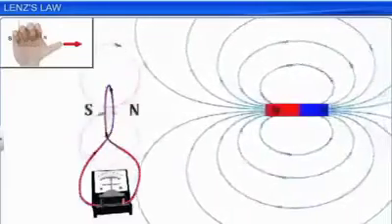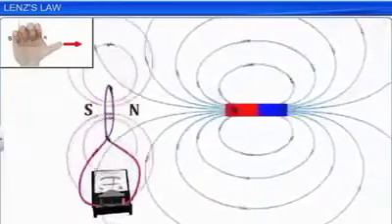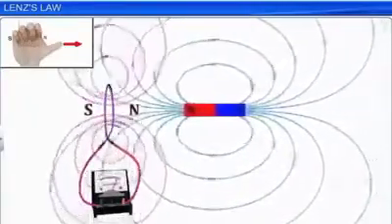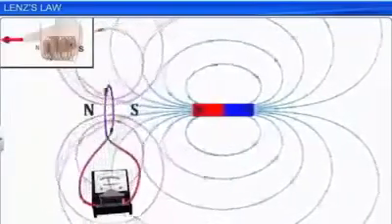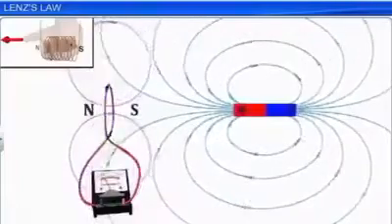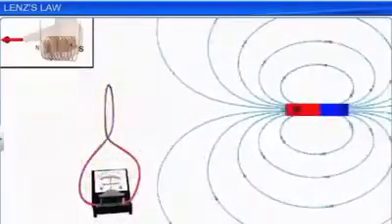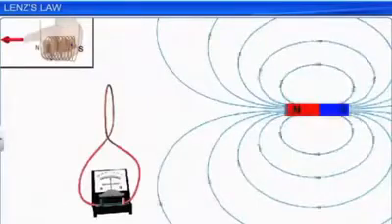Let us look at Faraday's experiments and apply Lenz's law to them, to identify the polarity of the induced EMF and the direction of induced current in the coil. In this experiment, the coil, which is connected to a galvanometer, is at rest. A bar magnet with its north pole facing the coil is moved towards the coil.